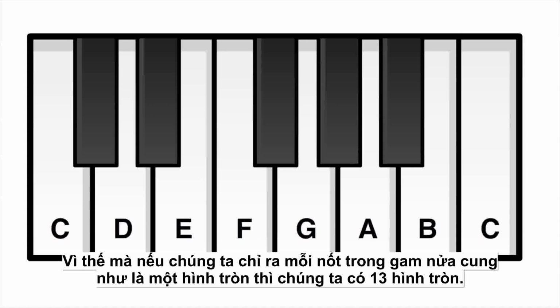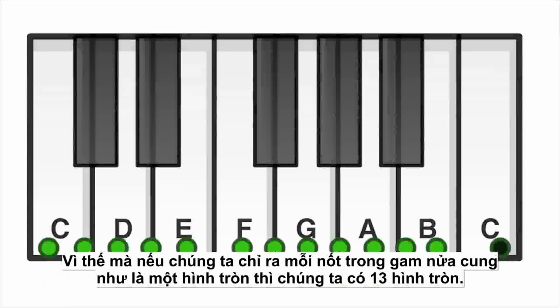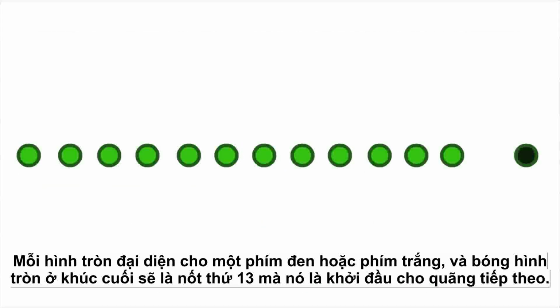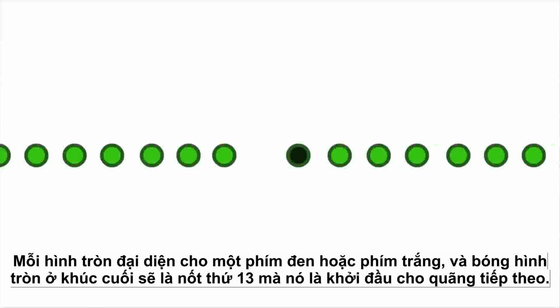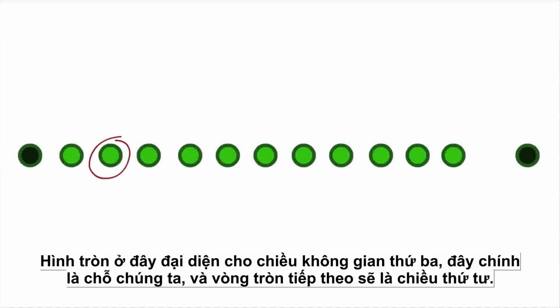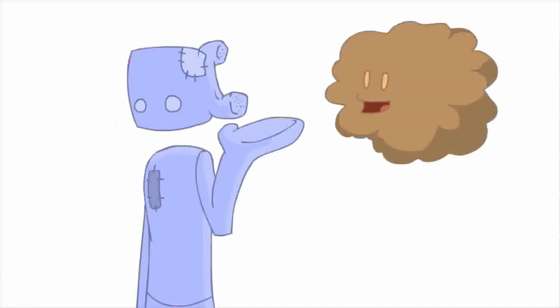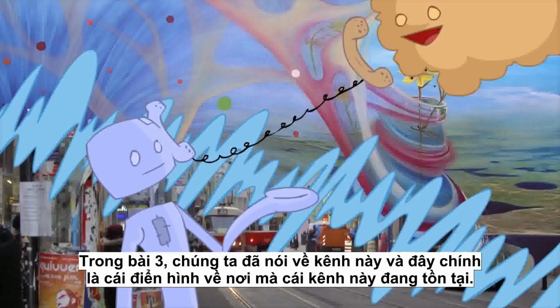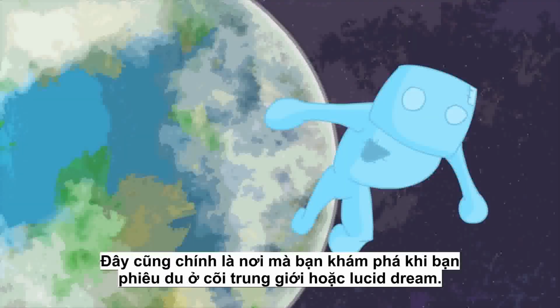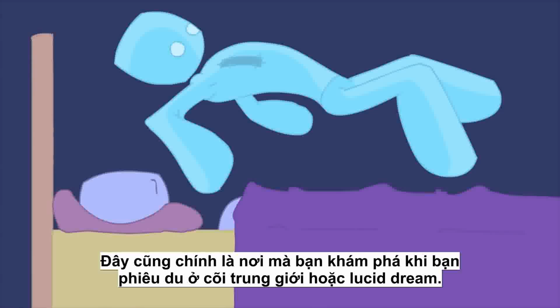remember. So if we show each note in the chromatic scale as a circle, we have 13 circles. Each circle represents a white or black key, and the shaded circle at the end would be the 13th note that begins the next octave. This circle here represents the third dimension. This is where we are, and this circle next to it would be the fourth. In lesson 3 we talked about channeling, and this is typically where channeled beings are. This is also where you explore when you are astral projecting or lucid dreaming.